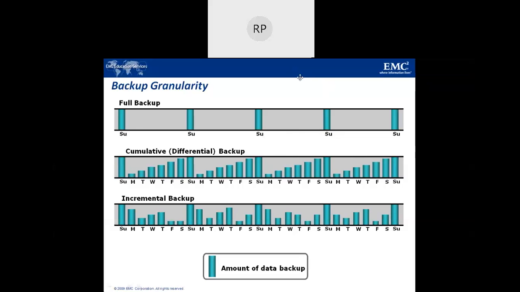Now there are three different types of backup granularity: full backup, the second one is cumulative backup, and the third one is incremental backup. Backup granularity is nothing but the amount of data backup which is going to be taken. Now, in full backup, you are taking the backup of the full data at a fixed time. You can see in this first figure, on every Sunday you are taking a backup of the full data. This full data is copied to the backup copy every Sunday. This is called a full backup.